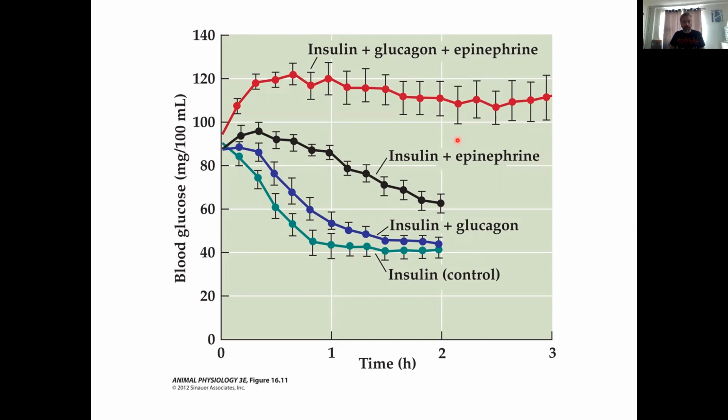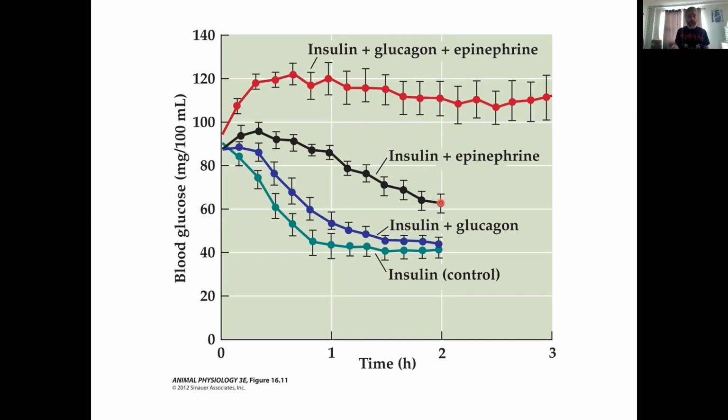Epinephrine also, it's not a primary function, but epinephrine also plays a role in the inhibition of insulin. Again, we have an antagonistic relationship here. And so with insulin and epinephrine, we again have a diminished effect of insulin. Insulin still has this lowering effect on blood glucose, but less than it would be by itself.